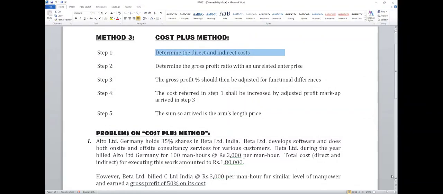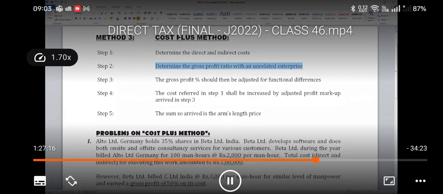Cost plus method. Step 1, determine the direct and indirect cost. Determine the gross profit ratio with an unrelated enterprise. போன method மாதிரி தான். Determine the direct and indirect cost. Determine the gross profit ratio with an unrelated enterprise. This is the third step important.